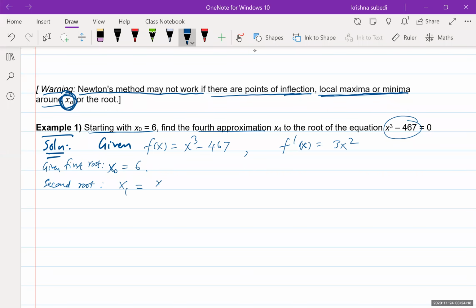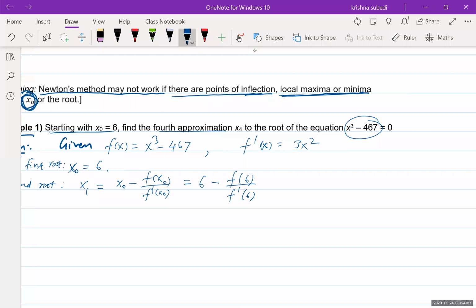x1 is x naught minus f of x naught over f prime of x naught. So this is the formula. Let us substitute the value here. x naught means 6 minus f of 6 over f prime of 6.